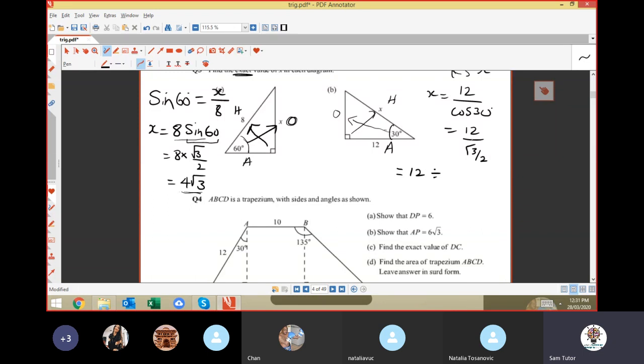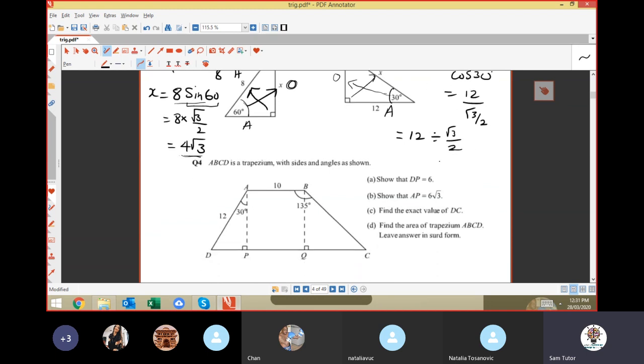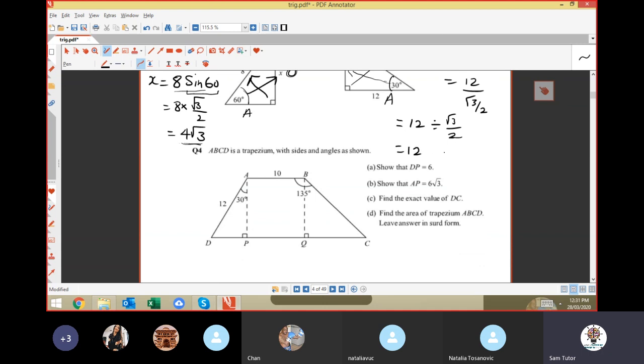12 divided by root 3 over 2. Right, so I split up the fraction into a division sign. Then this becomes 12 times 2 over root 3. When you divide a fraction, you multiply and flip. And then 12 times 2, 24 on root 3, which you can still rationalize, but we'll leave it for now.